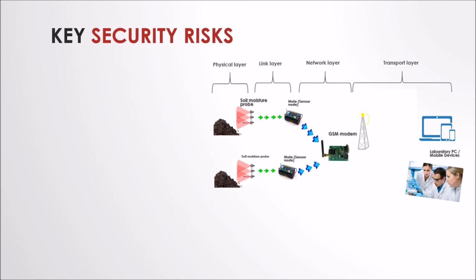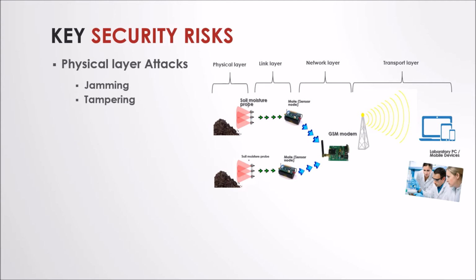In each layer, I will separately explain what the possible security risks are. In this system, the possible attacks at the physical layer are jamming and tampering. Jamming is a common attack at the physical layer. The attacker continuously sends a signal of the same frequency as that of the sensor node. This radio signal interferes with the original signal sent by the sensor node, and the receiving node will not get any signal because of the interference created by the attacker.